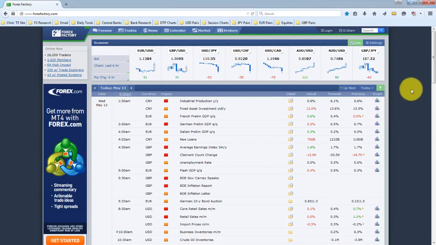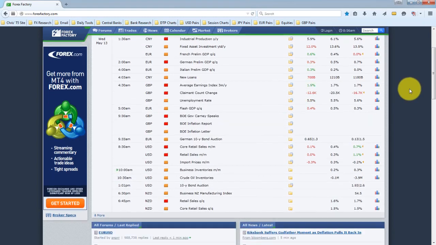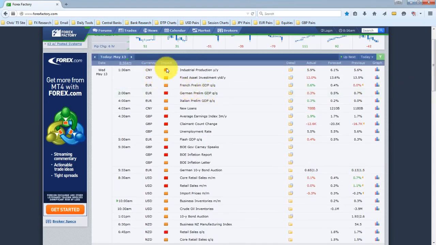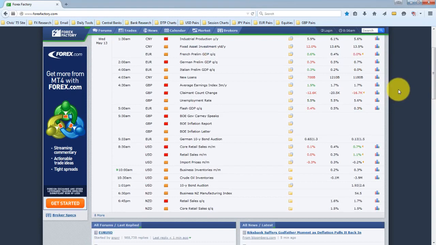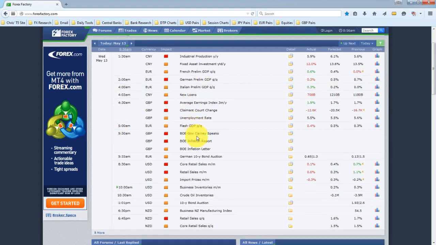Here's an example. This is forexfactory.com, and it has a nice economic calendar that shows the expected impact. If it's a red folder, it's a high impact. If it's an orange folder, it's a medium impact. I've filtered out the low impact expected releases because I'm not really worried about that. It just clutters up my calendar here. So the first thing we want to do is go through and make sure we don't have any extreme risk events coming up that would affect our trade.